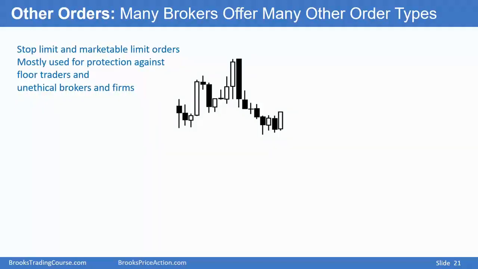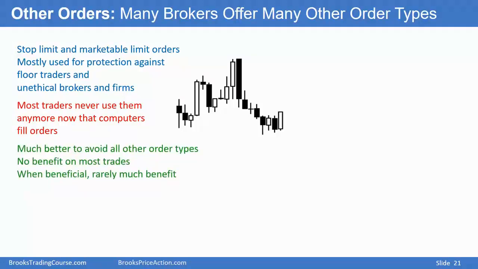When I started trading 30 years ago, stop limit orders and marketable limit orders were pretty popular, and they were used, I think, mostly to protect traders against floor traders and unethical brokers and firms who were basically stealing money from traders. But now orders are computerized, and you don't have to worry about the floor traders stealing from you, and therefore stop limit orders and marketable limit orders are no longer useful.